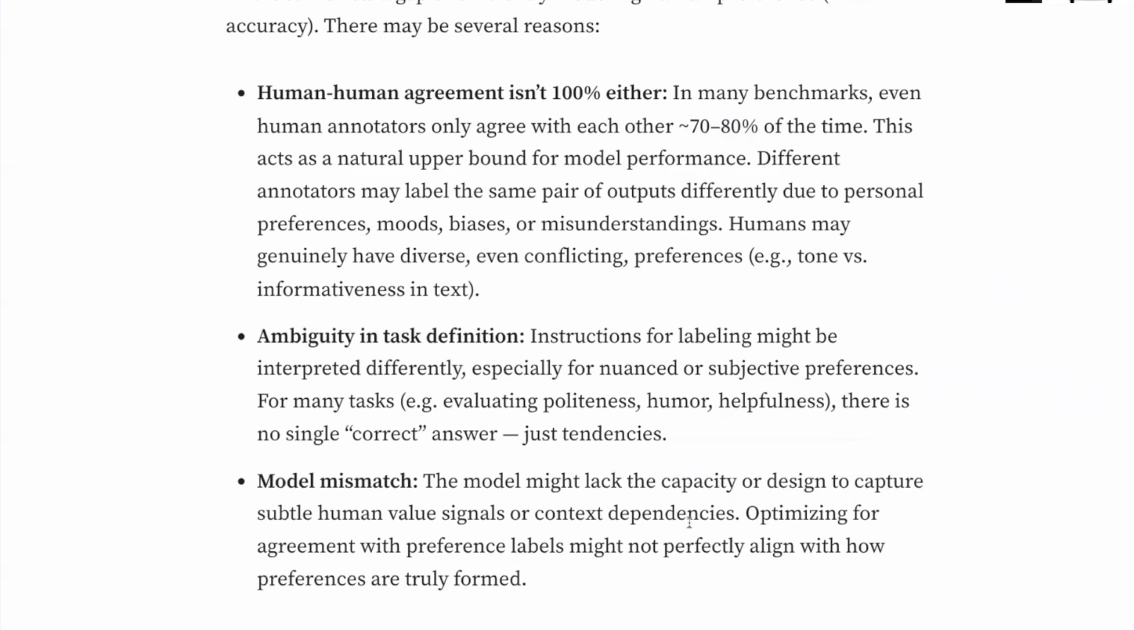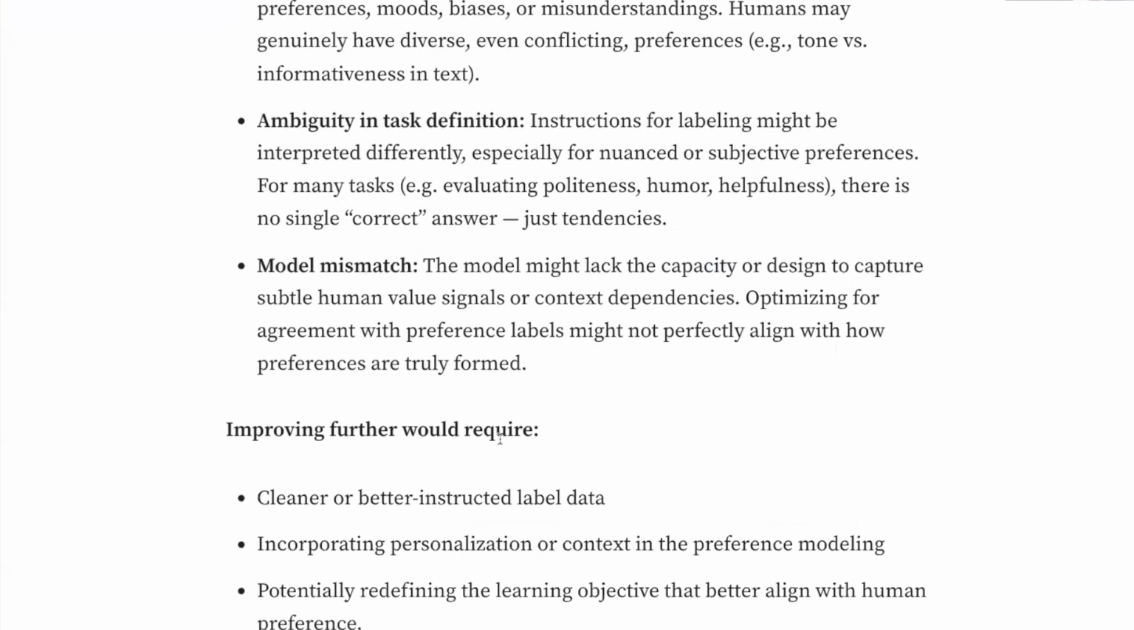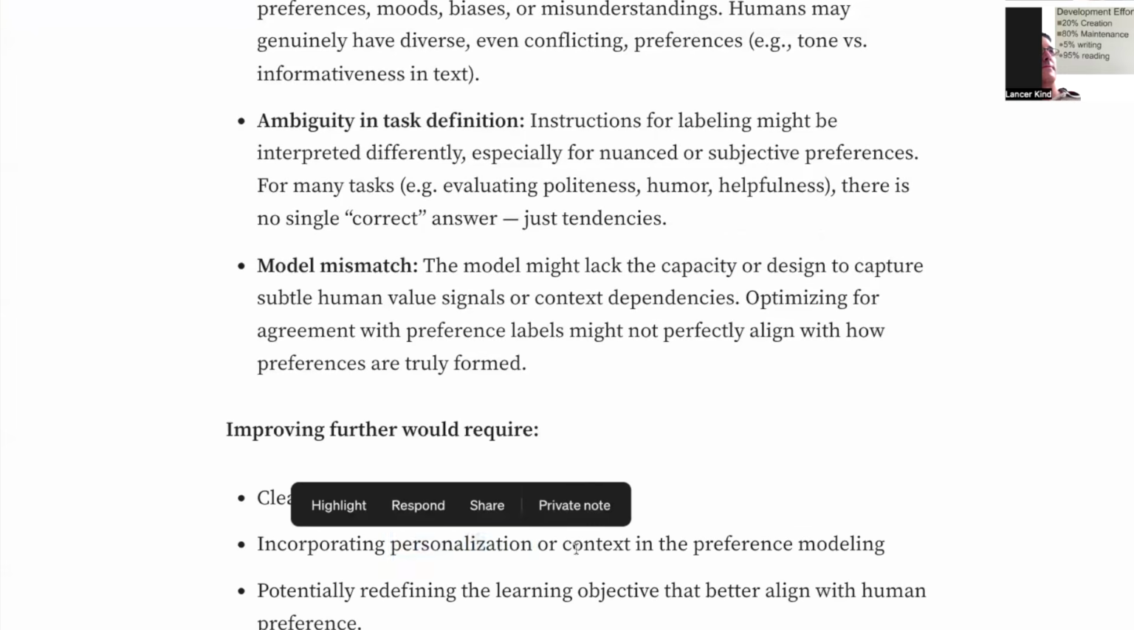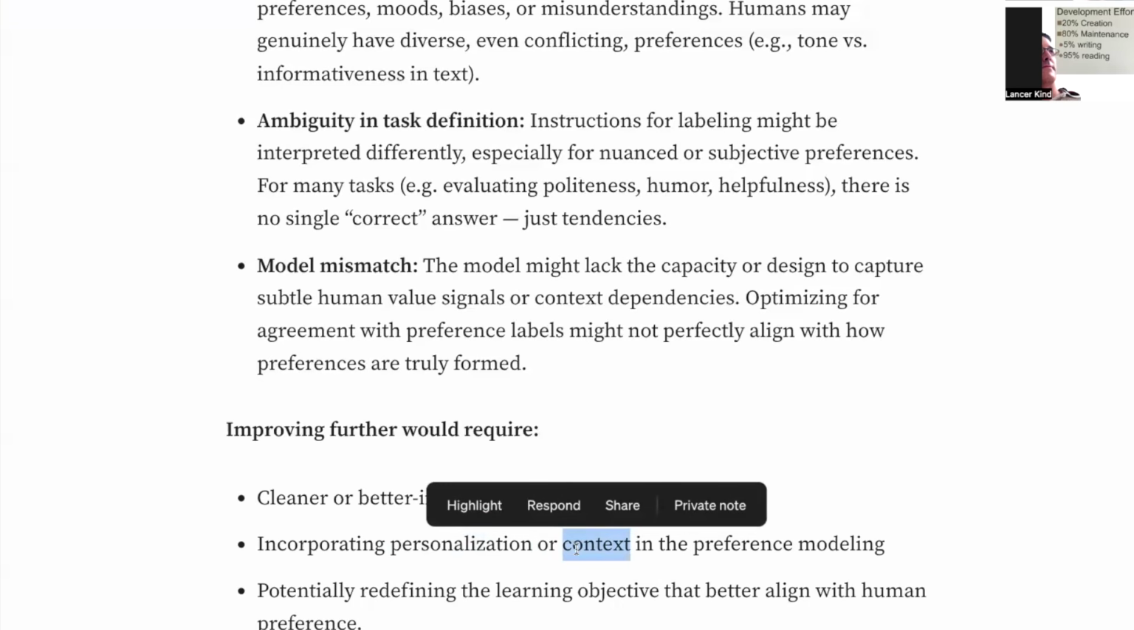And you may also need some additional features to model the preference, not just the response and the prompts, but also more signals such as the background of the labeler or the user. Basically, it's more like personal modeling, so that you can further improve preference modeling with those additional signals. And to really improve this, you may need cleaner and better-instructed label data. You may also want to incorporate personalization or more context in the preference modeling.